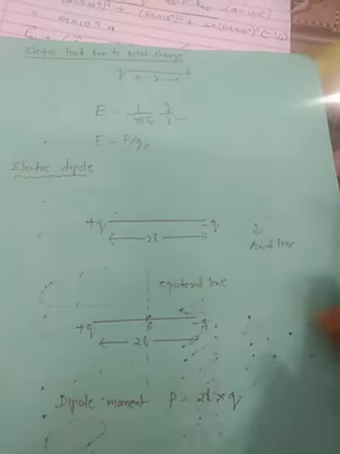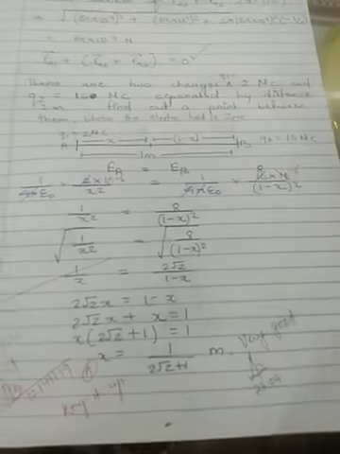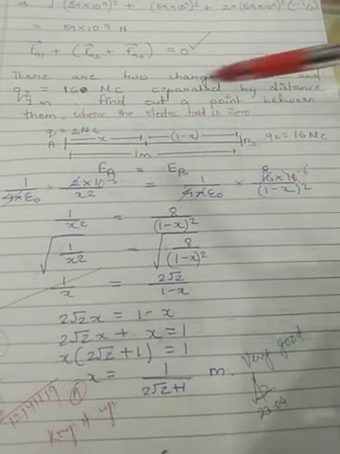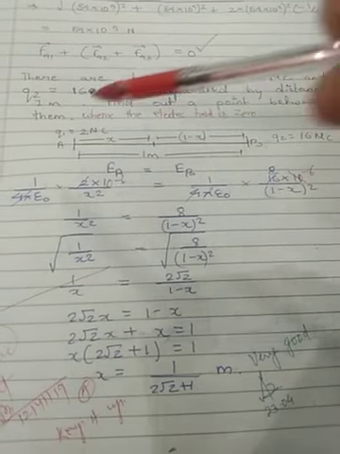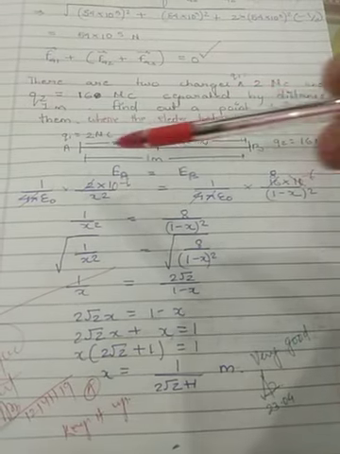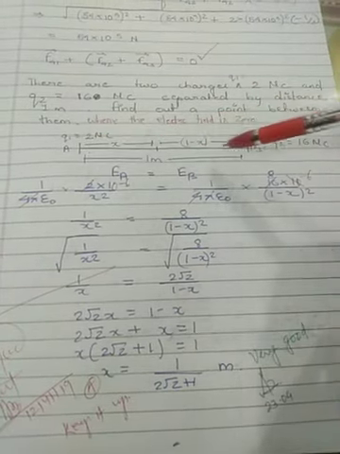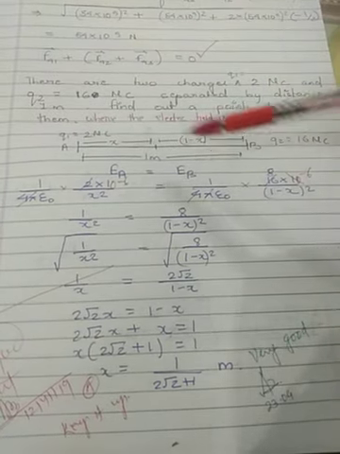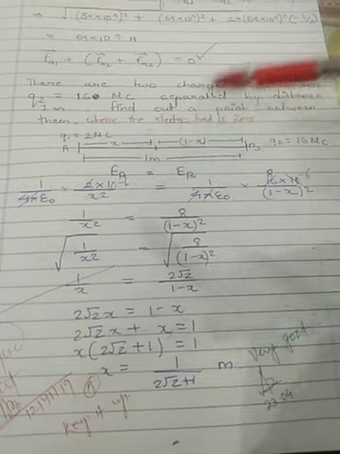Before going to the equatorial line, I will show you one numerical of electric field which you get in your homework. There are two charges, 2 microcoulomb and 16 microcoulomb, separated by a distance of 1 meter. Find out a point between them where the electric field is 0. So this is one charge, 2 microcoulomb, this is another charge, 16 microcoulomb, separated by distance 1 meter. You have to find out a point between them where the electric field is 0.